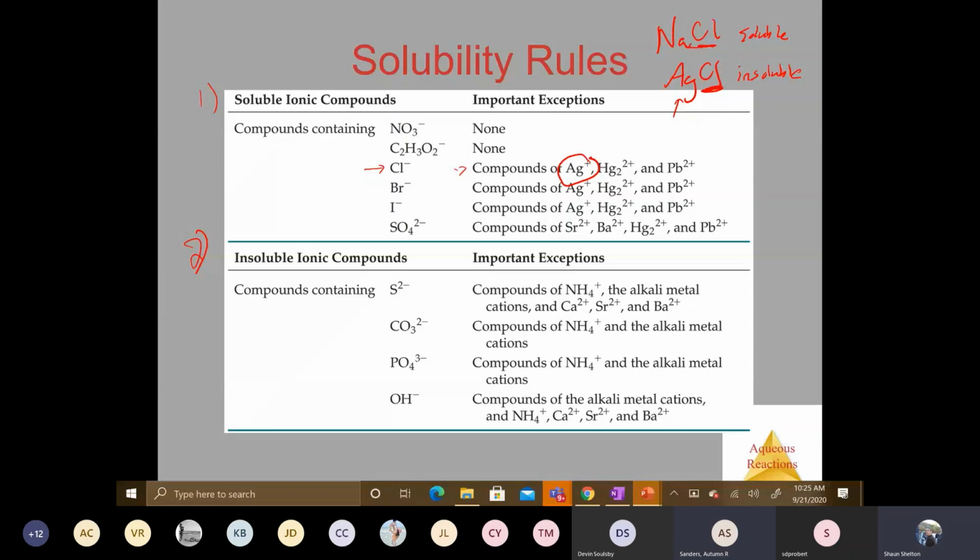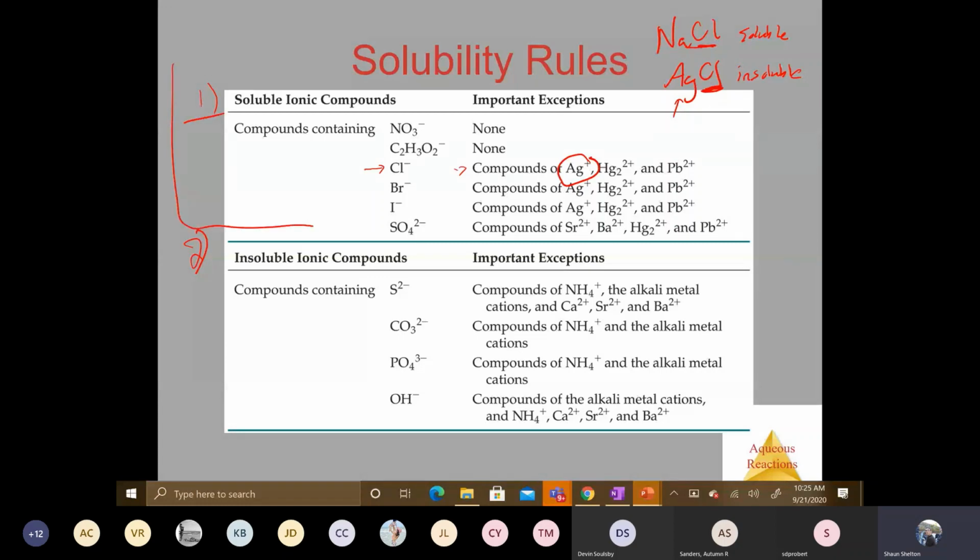Because you said that when you have NaCl, that makes it soluble. But when you have AgCl, it makes it insoluble. How does Ag, when you combine Ag with the Cl, how does that make it insoluble? All right. Do you see that the Ag is in the exceptions group? Yes. If it's an exception, it makes it insoluble. Okay. All right, and that's in group one.